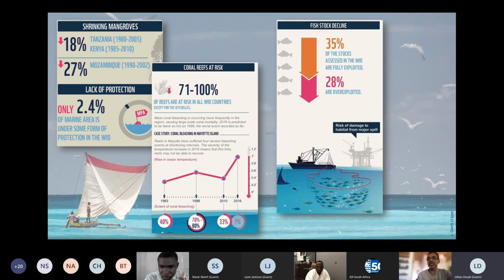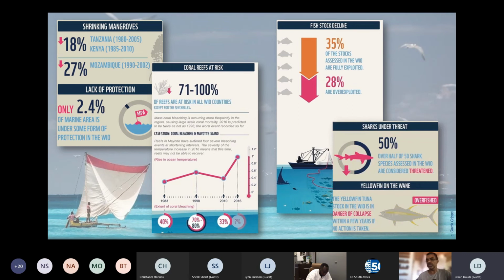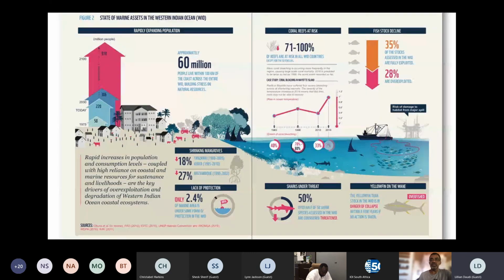Fish stocks are in decline through the region. 35% are fully exploited, 28% are overexploited. So if you add those together, we only have 30% of our fish stocks that are not at full or overexploitation levels, which when you think about the economic development coming and the population growth, doesn't give us much space to sustainably feed people in the future. And then looking at critical species, sharks and yellowfin tuna are highly threatened in the region. So, an infographic that summarizes a lot of these threats.